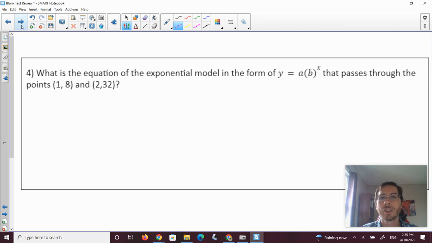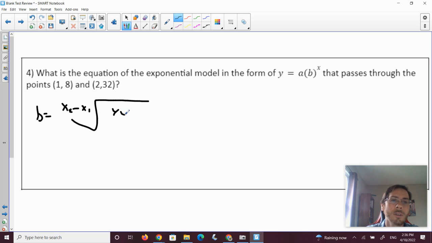For number 4, what's the equation of the exponential model in the form y equals a times b to the x that passes through the points (1, 8) and (2, 32)? So there are a couple of ways to do this one. There is a formula for it. We can actually find out what b is. B is going to be the x2 minus x1 root of y2 divided by y1. So you might remember that one. We did a little bit of practice with that in Algebra 1, not too much because it is a really complicated formula.